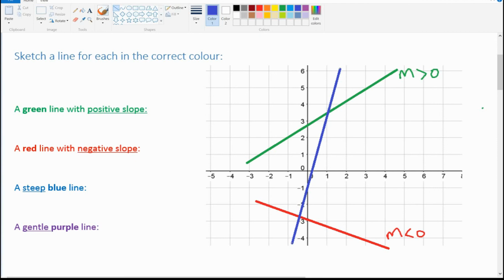Let's say that for a steep line, the m value is going to be bigger than 1. Maybe even bigger than 2. Let's just say bigger than 1.